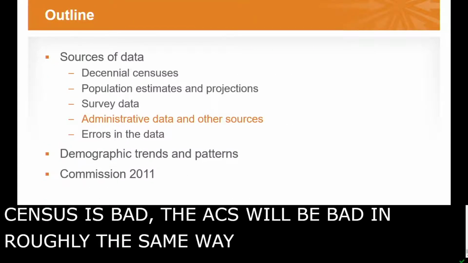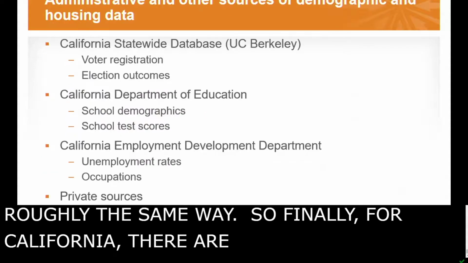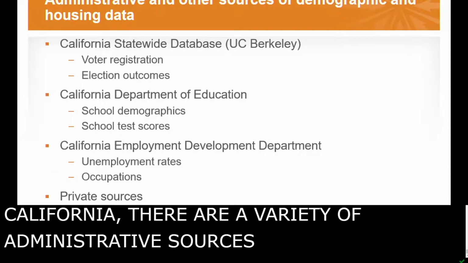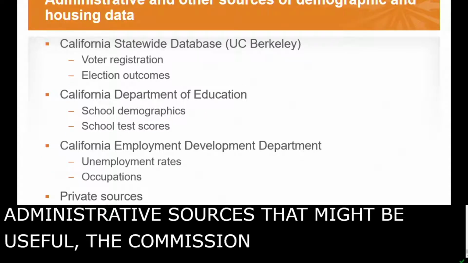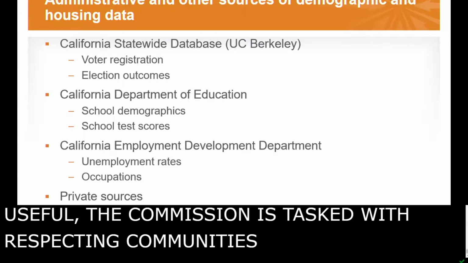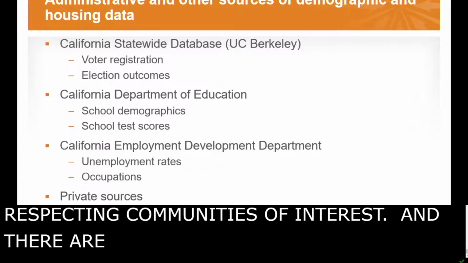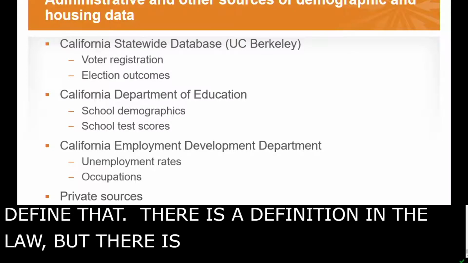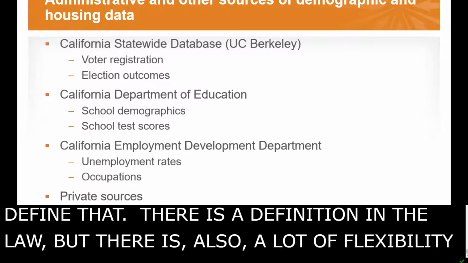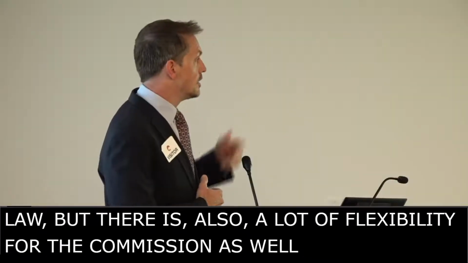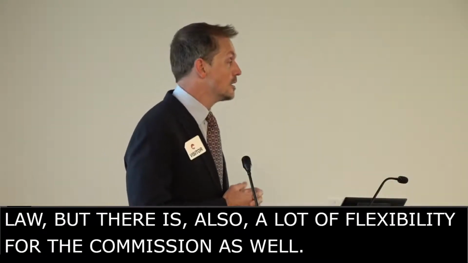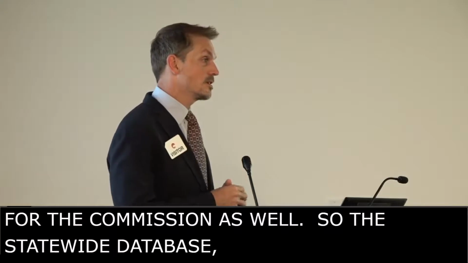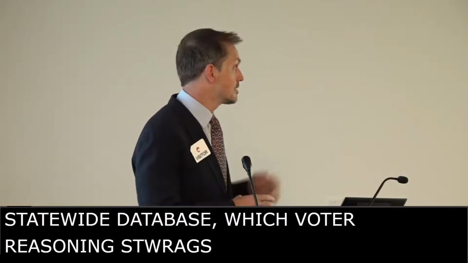So finally, for California, there are a variety of administrative sources that might be useful. The commission is tasked with respecting communities of interest, and there are a variety of ways that they could define that. There's a definition in the law, but there's also a lot of flexibility for the commission as well. So the statewide database, which has voter registration and election outcomes. Carr McDonald actually is the director of that statewide database.